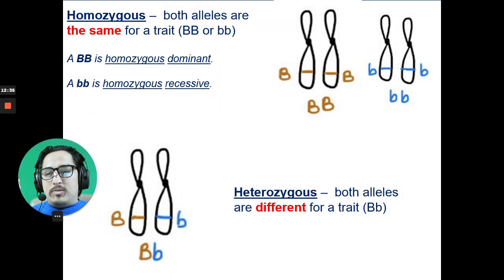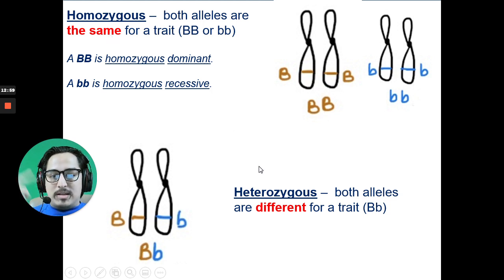Now, this is where it gets a little complicated. You start combining terms. So we talked about how dominant is capital letter, and then lowercase is recessive. Now we're going to talk about when you have two letters combined. So when you have two letters, you're going to say homozygous. Homozygous means the same. Okay? If you want to copy this, pause the video, copy it, then listen to me. This is the most important part.